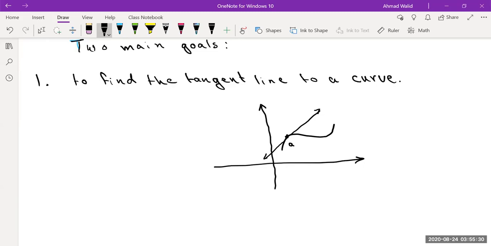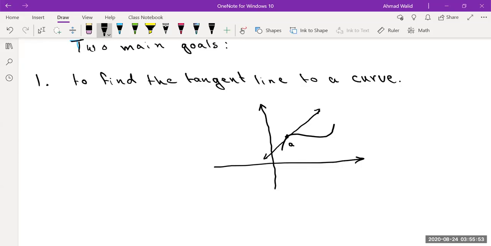As I discussed before with you, when I'm talking about slope, it's not just about the slope of a line. Slope means rate of change. Later in chapters 2 and 3, you will see the meaning of slope and how we are using slope in different fields, right? That's why the idea of calculus came in.